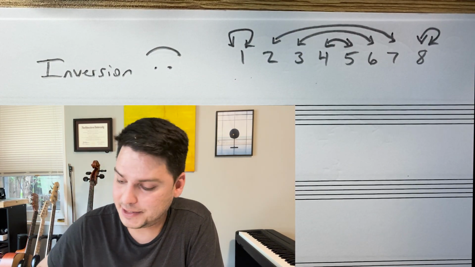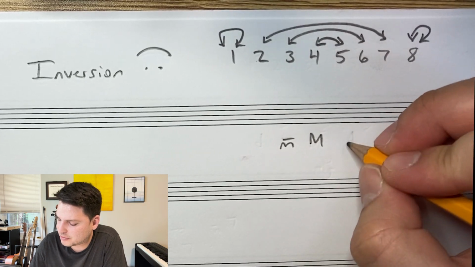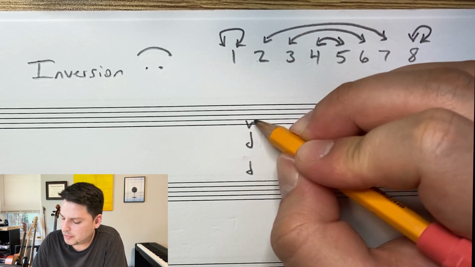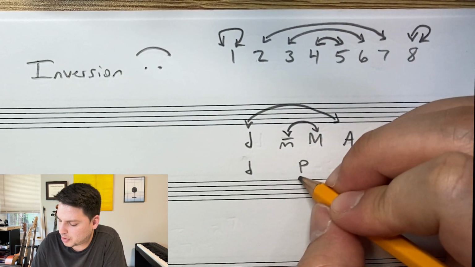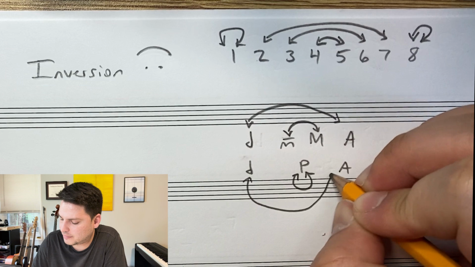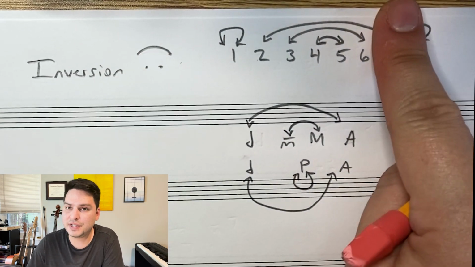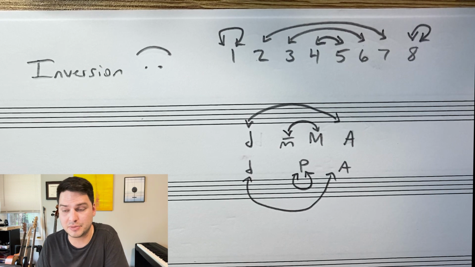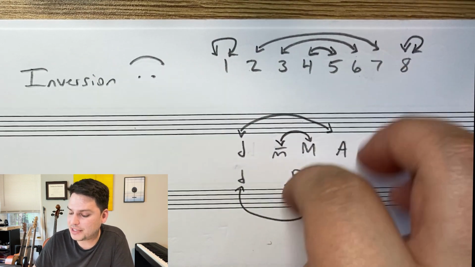In terms of quality, we still have these same paths from before, where minor inverts to major and diminished inverts to augmented. Perfect inverts to perfect. Knowing these 2 things, you're going to be able to invert any interval and understand very quickly what the size and quality is going to be. So I highly recommend just memorizing these 2 things.